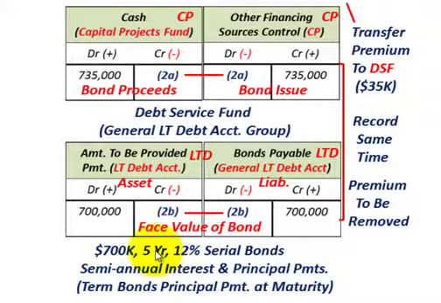They're going to be 5-year bonds, and they're going to pay 12% for the serial bonds. Same for the term bonds, but with the serial bonds, you're going to have semi-annual interest payments plus semi-annual principal payments. With the term bonds, the total principal amount of $700,000 is just going to be paid at maturity.